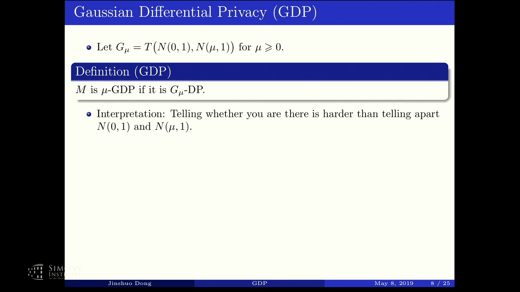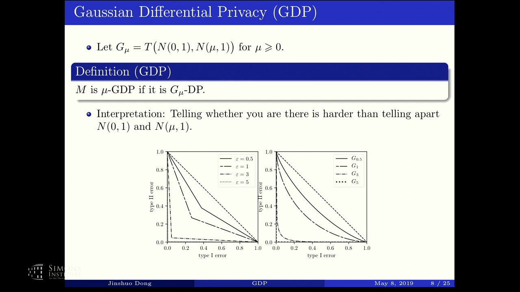Here's a plot that gives you a sense of how mu affects this function. You can see that it's really similar to those corresponding to epsilon pure DP, right? We have mu equals 0.5, 1, 3, and the invisible 5 here. And these are all symmetric.